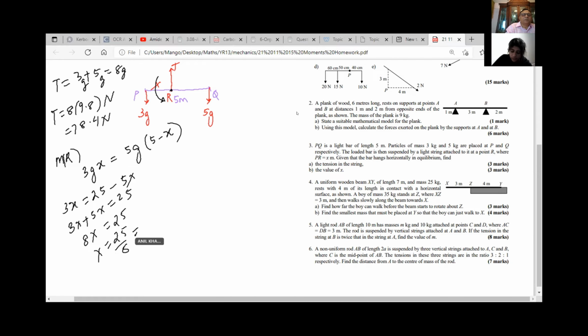So you can calculate how much you get? 3.125. Is it okay? Meters. So we have both the answers. Tension is equal to 78.4 newtons, and the value of x is 3.13 meters. Is that clear to you? Perfect. So it's all about resolving vertically and then just taking moments about R in this case, because that's the only point that's there. But perfect. So resolve vertically.